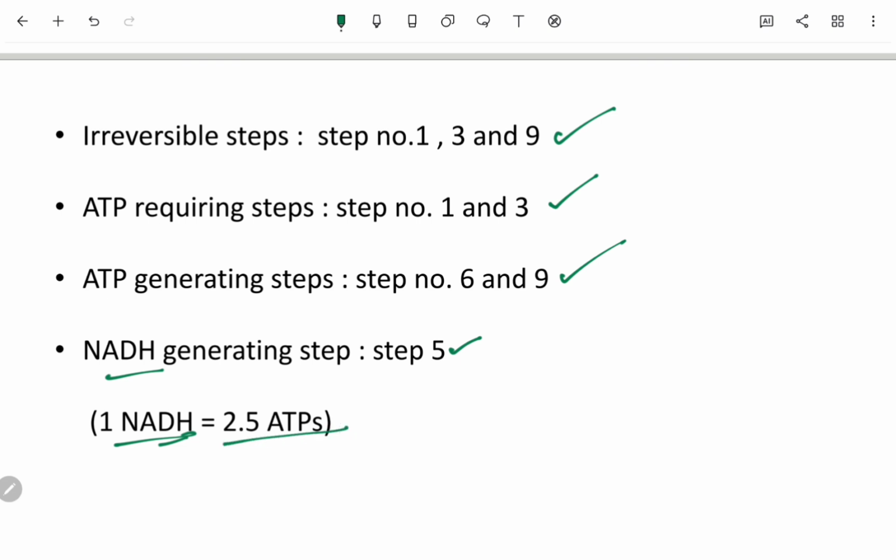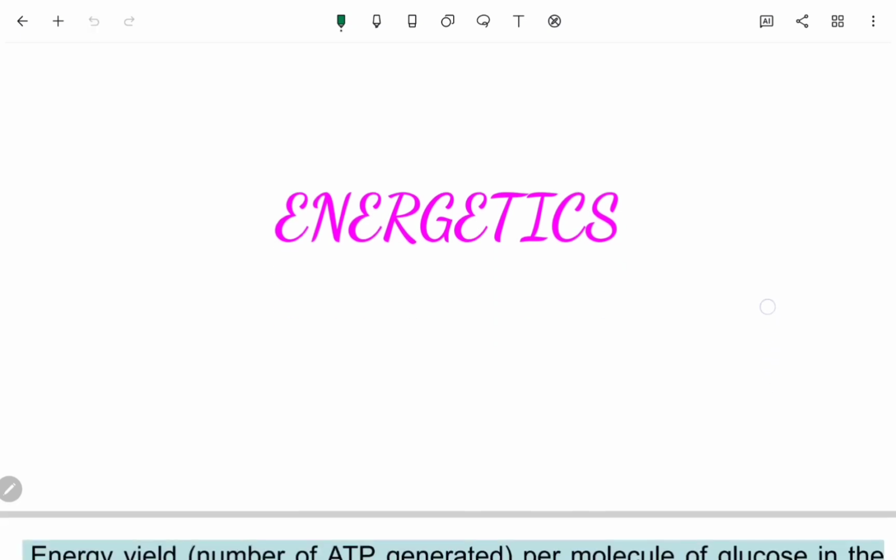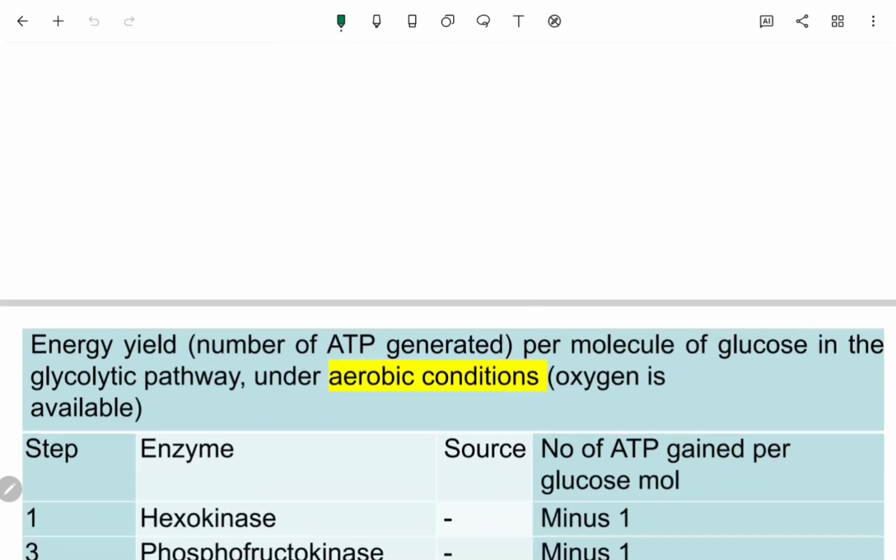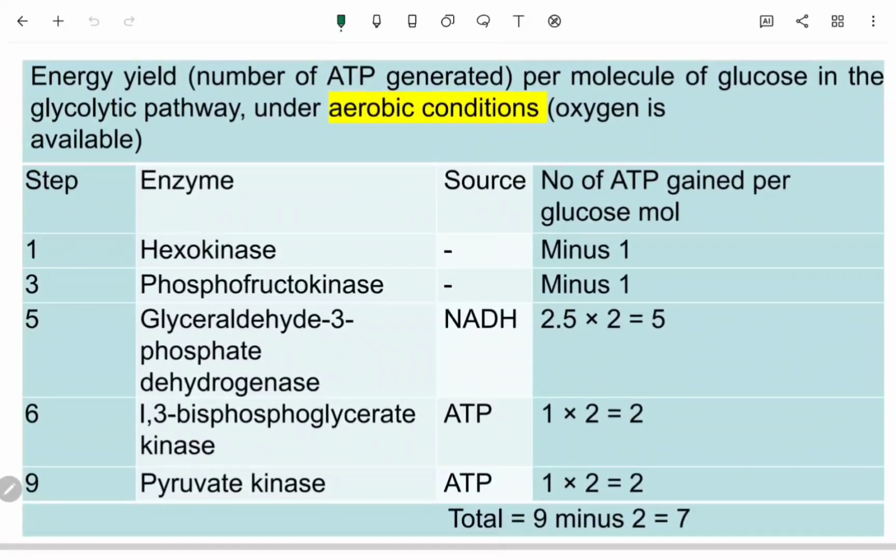Now, let's see what is the energetics behind the glycolysis pathway. First, we will be discussing what happens in aerobic conditions. In the first steps, that is step number 1 and 3, there is utilization of ATP. That means 2 molecules of ATP are utilized, so altogether that is -2.